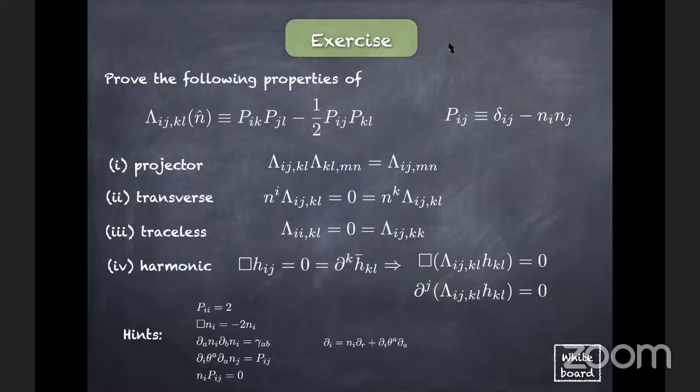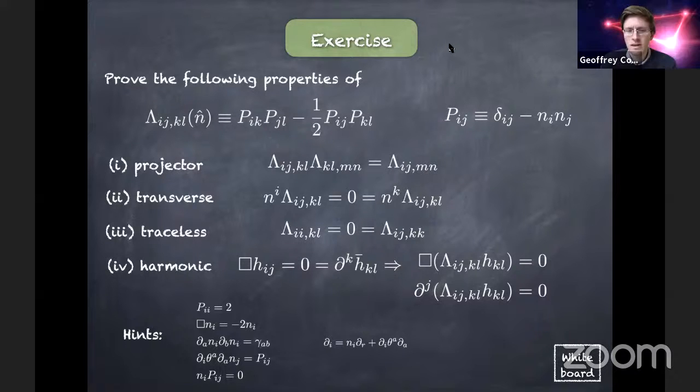Hi, can I ask a question? Sure. This gamma AB that you defined in the hints. Yeah, the metric on the sphere. Theta and phi, and gamma AB is the metric on the sphere. Actually, that one is not strictly needed for the argument, but it's a useful thing to know. Thanks.